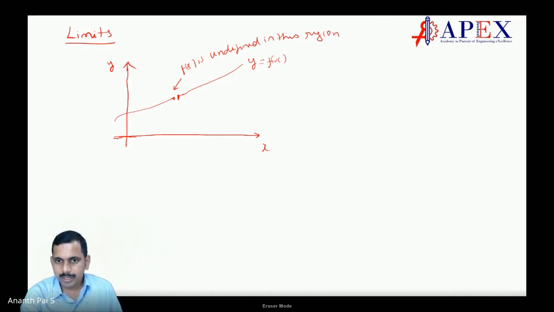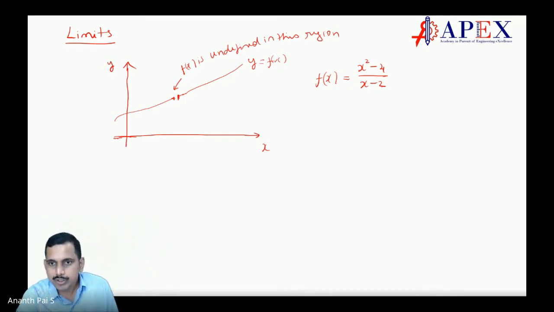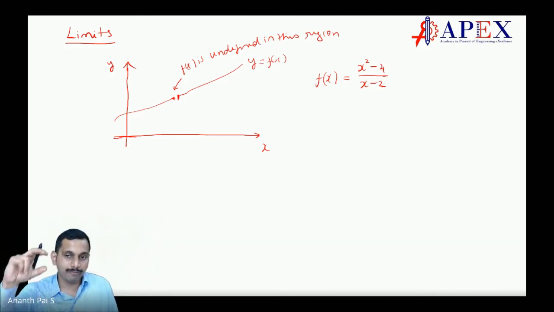Say take f of x is equal to x square minus 4 divided by x minus 2. Now keep in mind this is f of x. The simplification of this is not f of x. If you simplify this, that is not f of x. The way it is defined now, that is f of x. And if you see, this f of x is not defined at x is equal to 2.